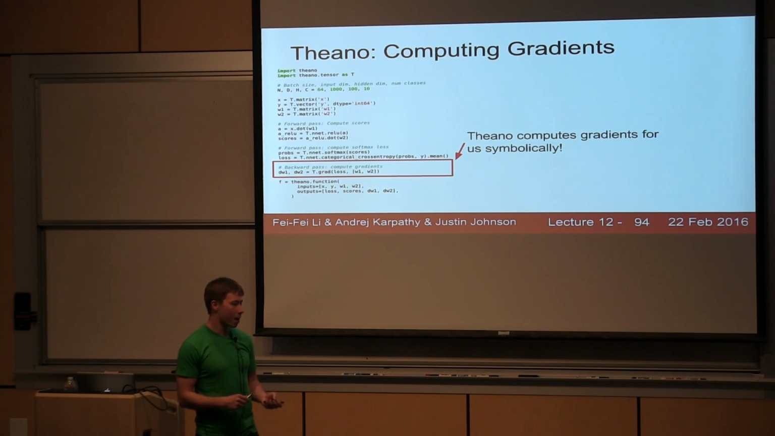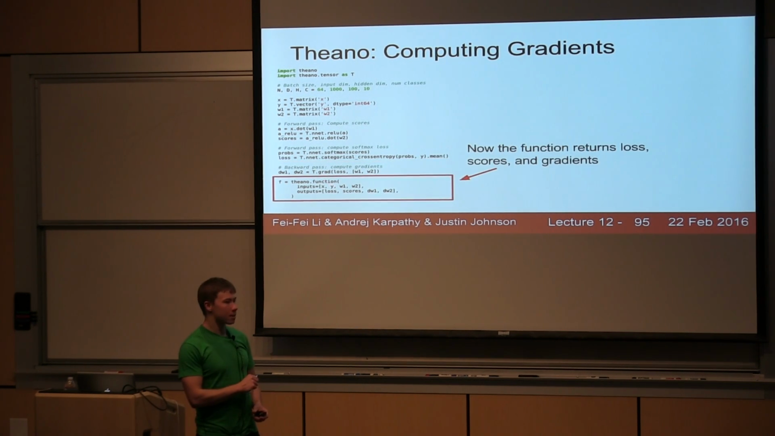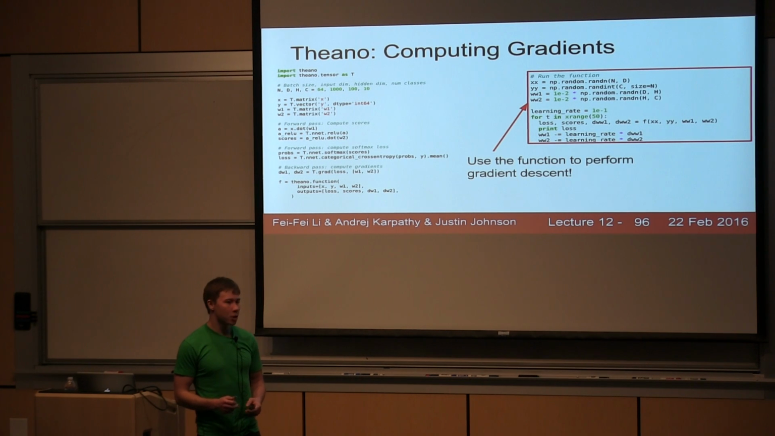So now we're going to compile a new function that again is going to take our input pixels x and our labels y along with the two weight matrices. And now it's going to return our loss, the classification scores, and then also these two gradients. So now we can actually use this setup to train a very simple neural network. We can just implement gradient descent in just a couple lines using this computational graph.